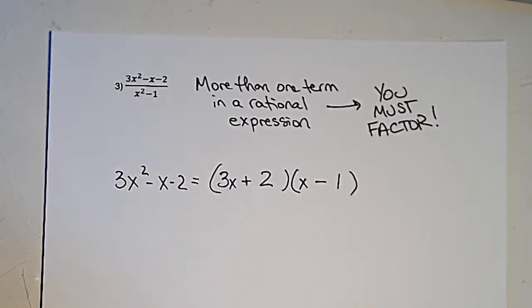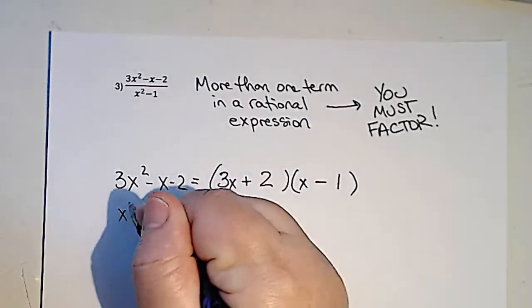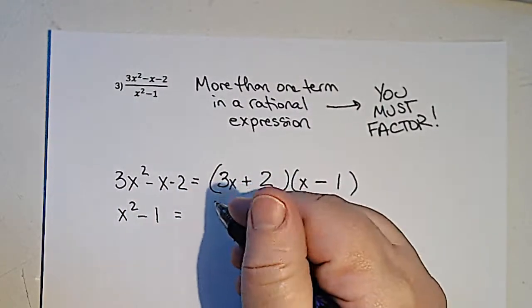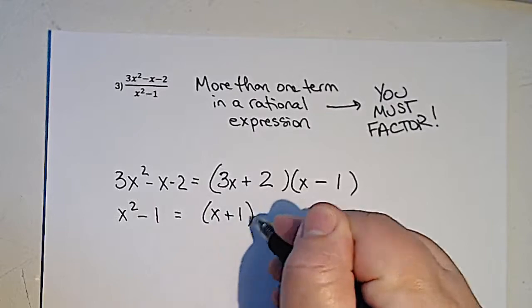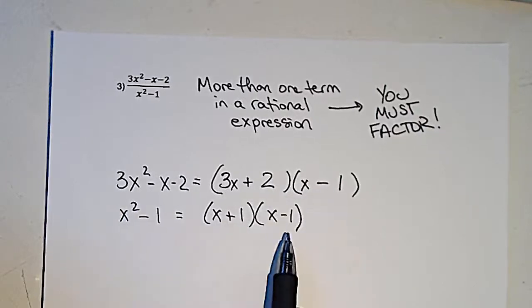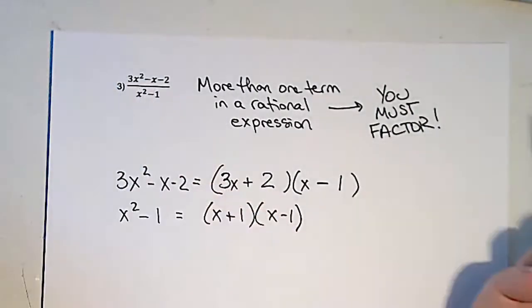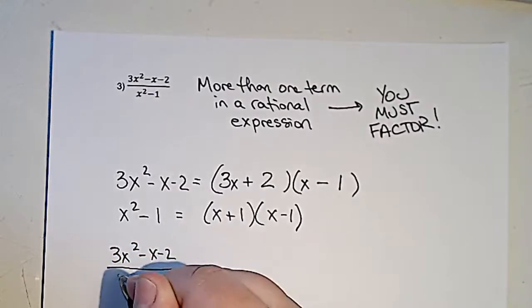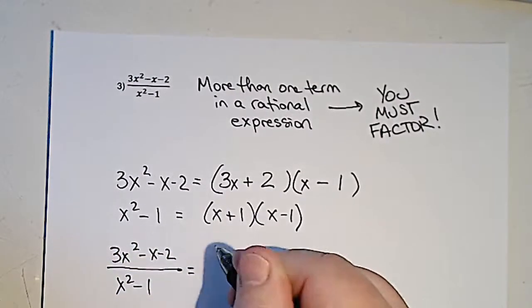Okay, so now I have to factor the denominator. Now I'm thrilled. This is a difference of 2 squares. So I've got x plus 1, x minus 1. So I'm going to factor each of the polynomials. Now, you don't have to write them separately. If you know how to factor them by sight, that's great. I just wanted to give a little bit of space for that.